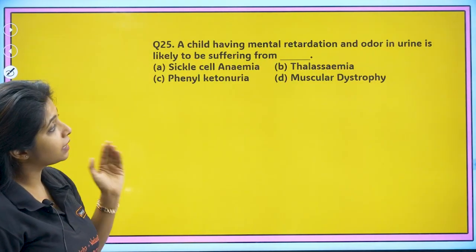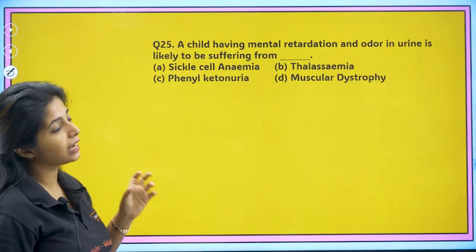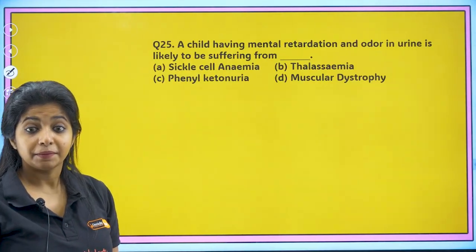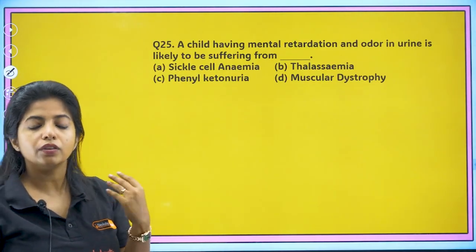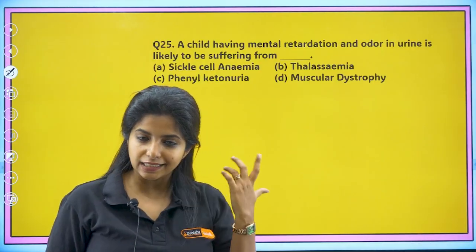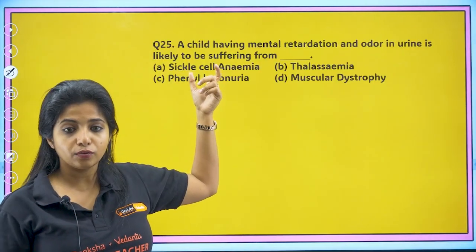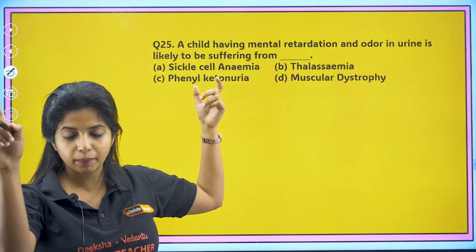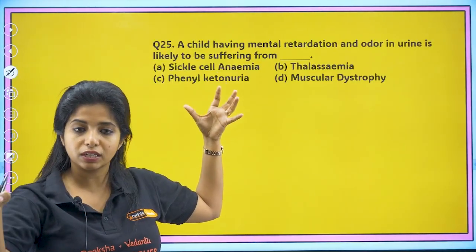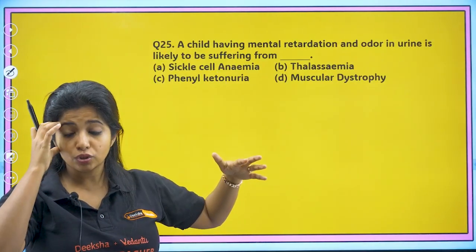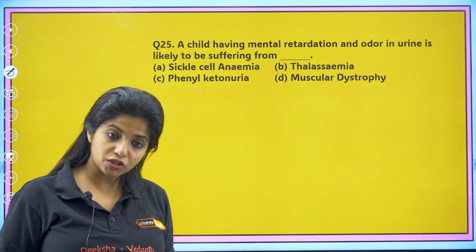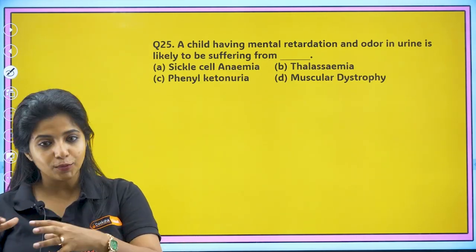A child having mental retardation and odor in urine is likely to be suffering from. Mental retardation is there and there is odor in the urine. Which is this disease? Sickle cell anemia, thalassemia, muscular dystrophy, phenylketonuria. In sickle cell anemia, the red blood cells become sickle shaped and there is a problem with the transportation of oxygen.